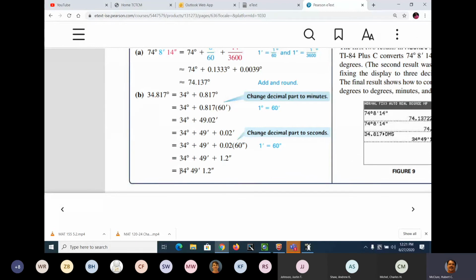Does anybody do this in the real world? No. They would turn 34 degrees, 49 minutes, and they will try to get close to 1 second, but a 3-second transit or theodolite is still not going to measure down to a second. It's not going to do it.